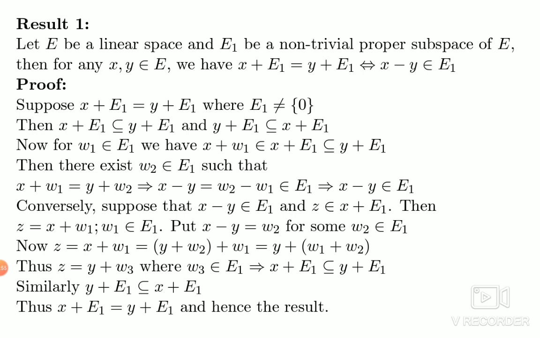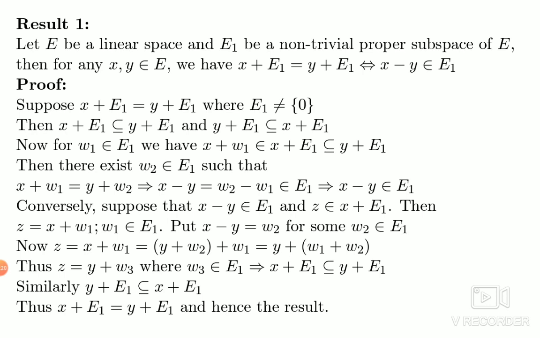So all the things we have to deal with are non-trivial proper subspaces. So I am taking a linear space E, and E1 a non-trivial proper subspace of E. Then I have the result: if I am taking any two elements x and y of E, we have the coset x plus E1 equal to coset y plus E1 if and only if x minus y is an element of E1. So what do we mean by that?